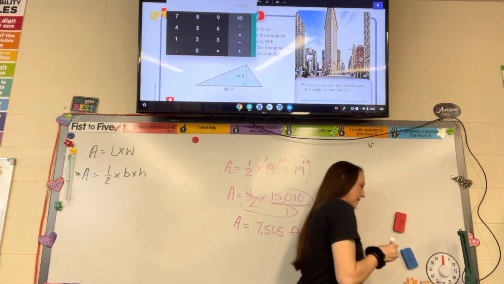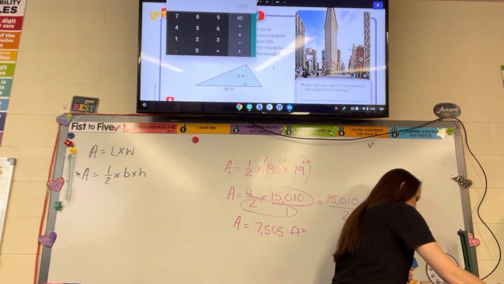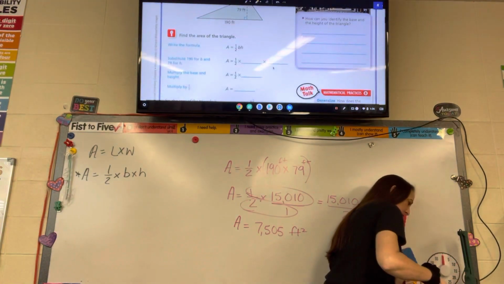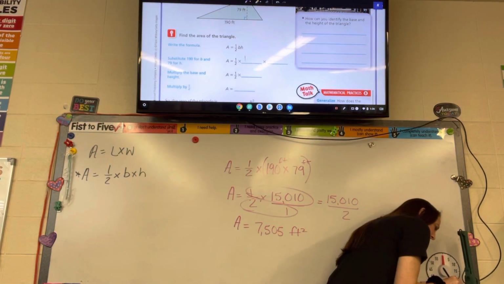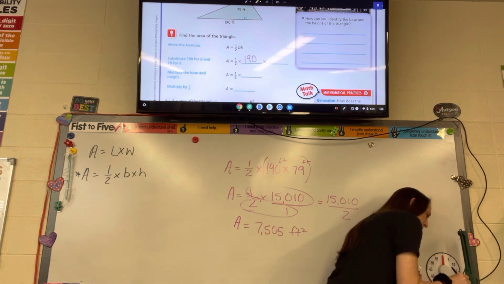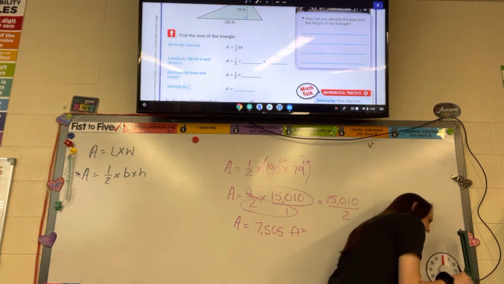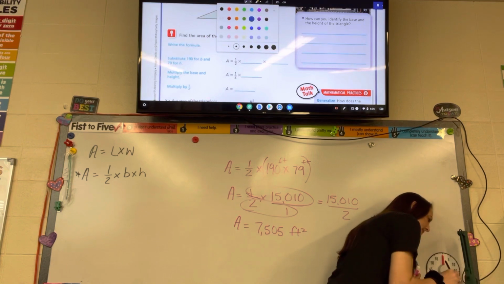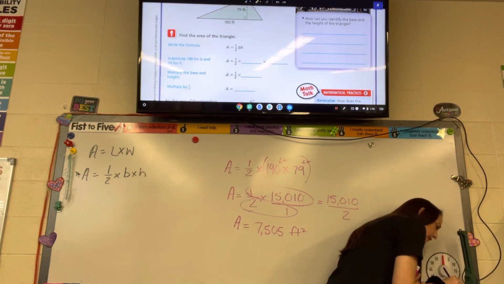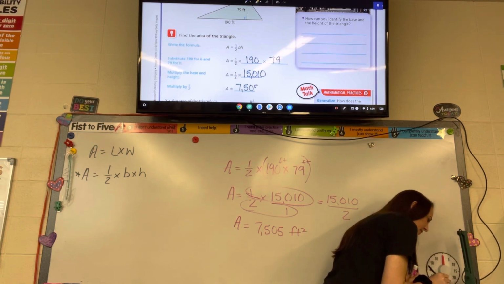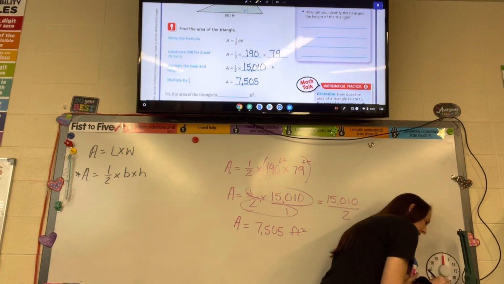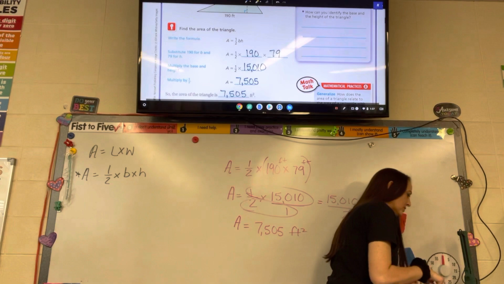We're going to tally mark down. So first we took 190. We're going to make that a little bit thicker so it can be seen a little better. 190 and 79, that got us 15,010. And then when we divided it, that got us 7,505. So the area of the triangle is 7,505 feet squared.